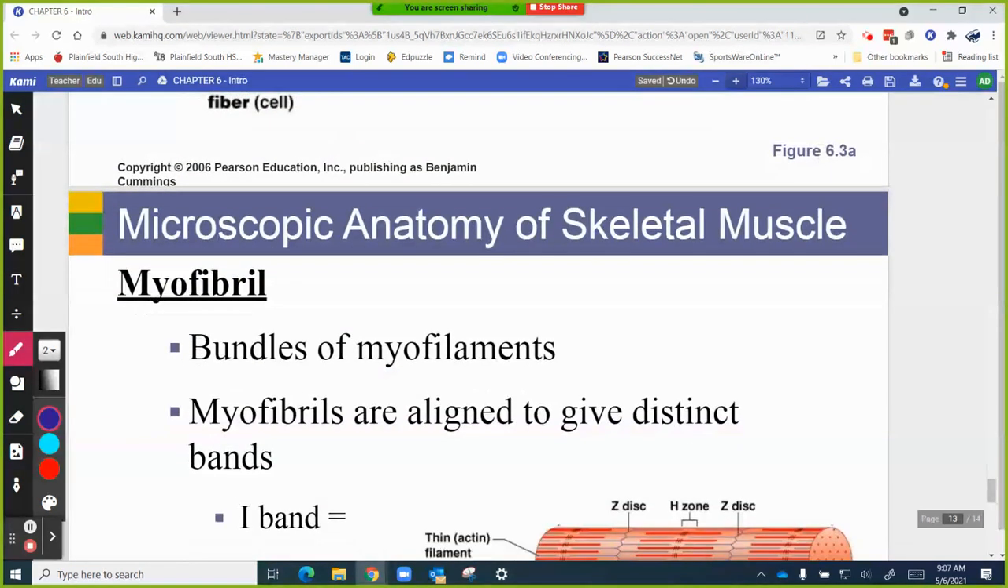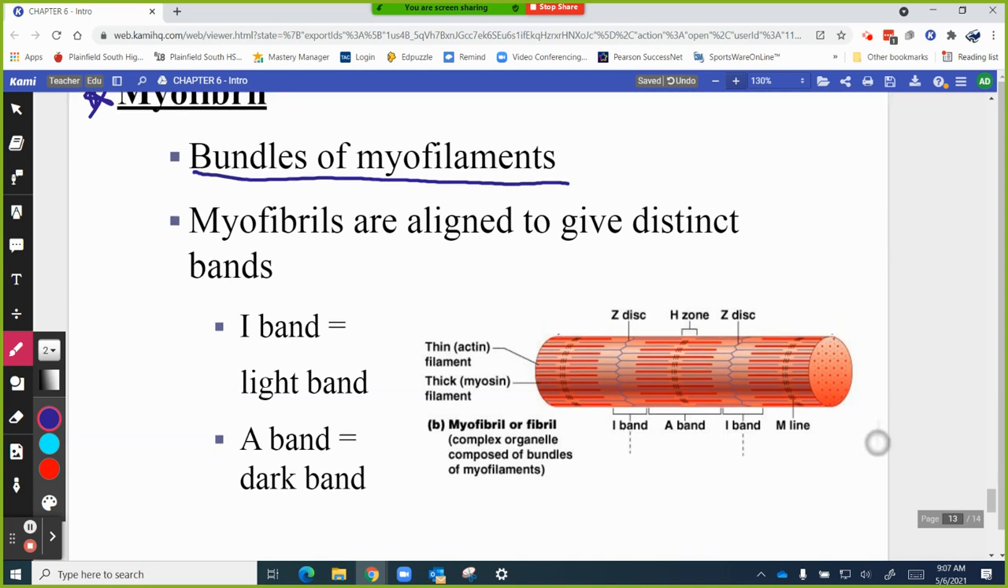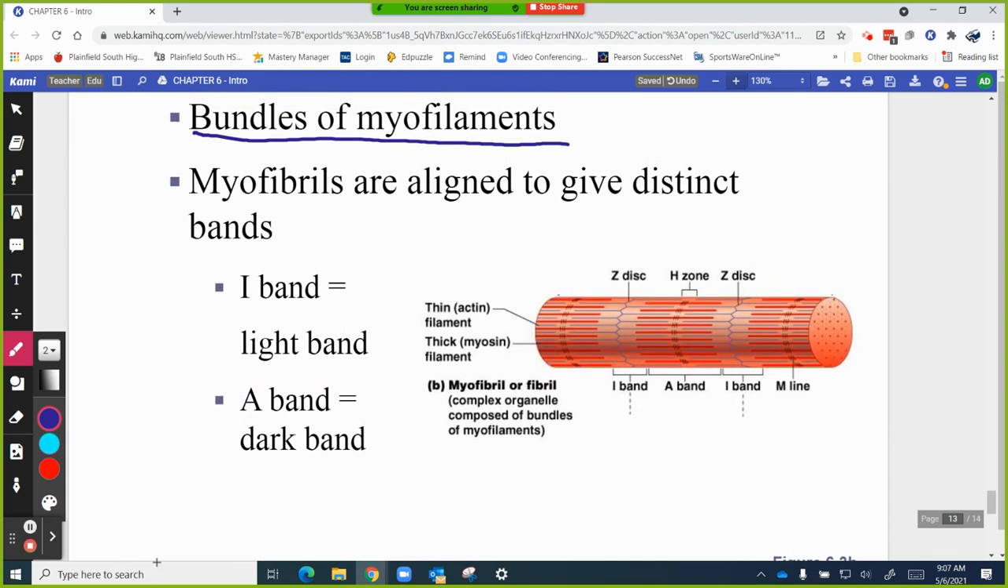We've got just a little bit left. The next thing we're going to talk about are myofibrils. These are just bundles of myofilaments, bundles of actin and myosin that are arranged in cylindrical patterns. And they give the muscle these distinctive bands.